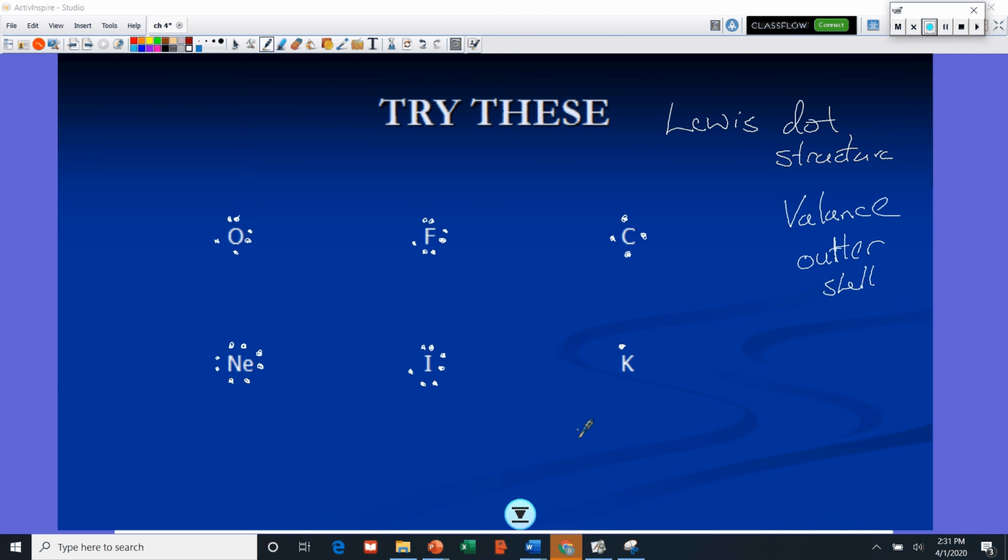All right, so going through these, neon is a noble gas. A noble gas has a full octet.